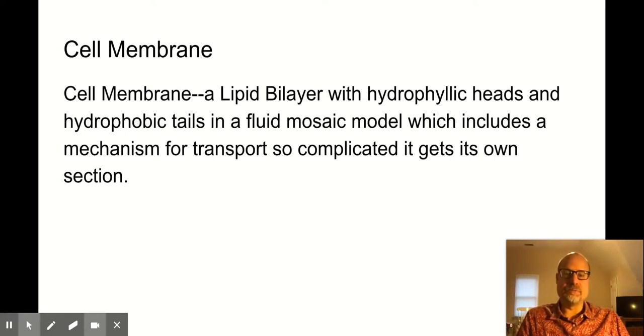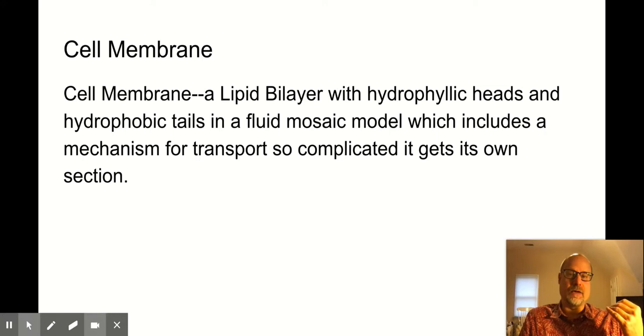Each layer is made of these lipids, these phospholipids. They have a hydrophilic head, which means at one end of the molecule, the head of it loves the water. It loves to be close to water. And then there's a hydrophobic tail. Hydrophobic: water phobic, or water hating.